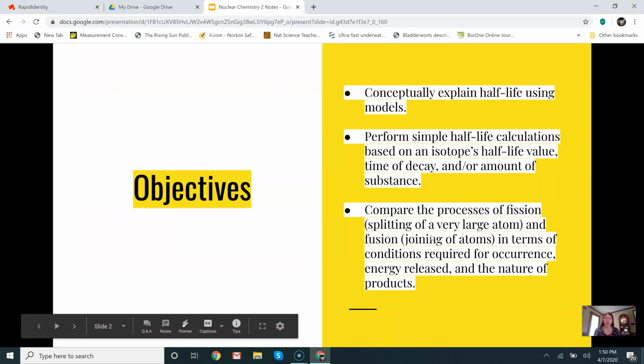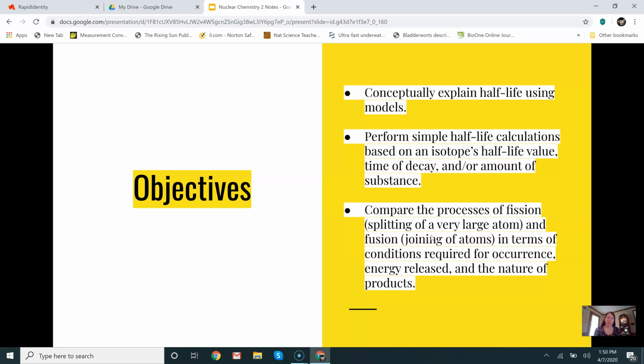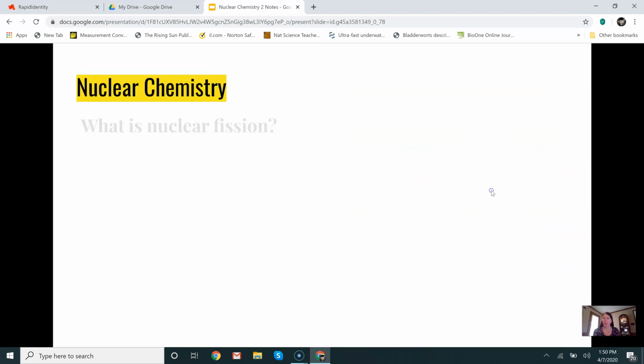Our objectives are to look at the process of fission and fusion and compare them. We also want to look at some half-life calculations. We're just going to look at the simpler ones. So a little bit of math today. First, though, we're going to go into fission and fusion.